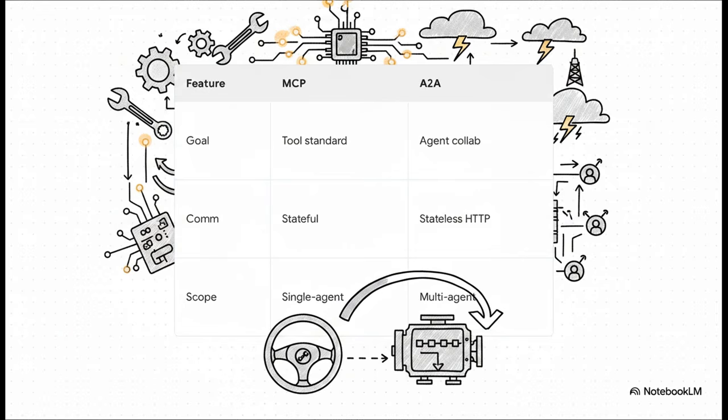See, MCP uses persistent, stateful sessions just to enhance a single agent's capabilities with tools. But A2A, it uses stateless HTTP remote requests to coordinate multiple agents. They literally do entirely different jobs. Making them compete is honestly like comparing a steering wheel to an engine. They aren't rivals, they're perfect complements.